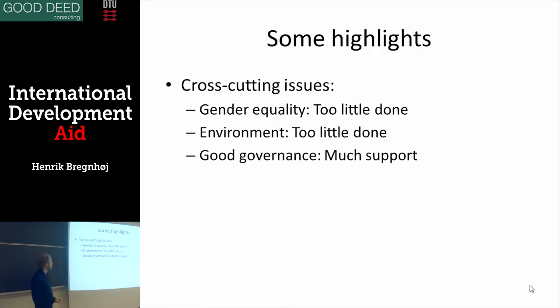Some other comments they saw, these were some of the main things for Danida in 2007. Gender equality, they did too little about this in the projects. Improving environment, environmental consideration, they also do too little. And with good governance, they do a lot in the Danida projects. They're not following all their priorities very well, actually.